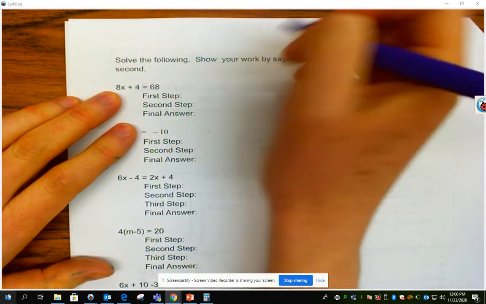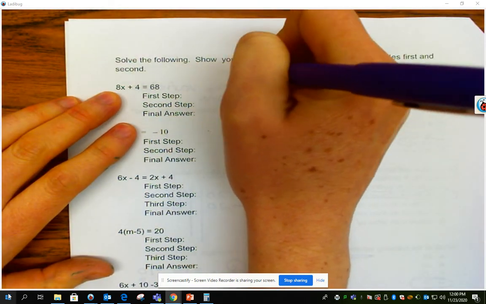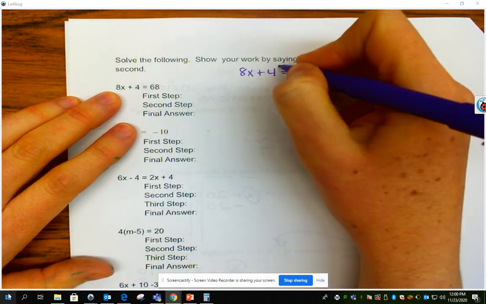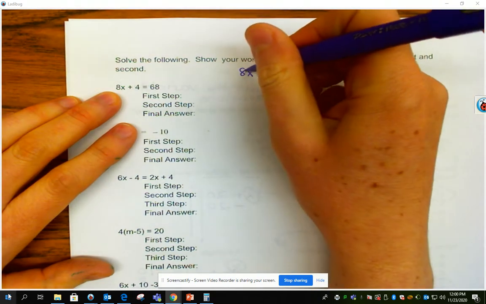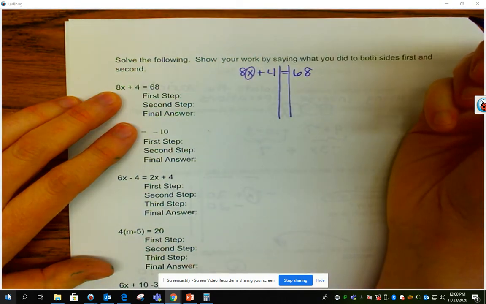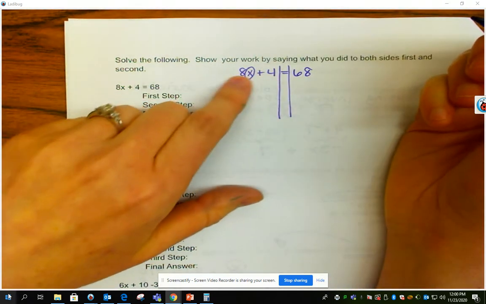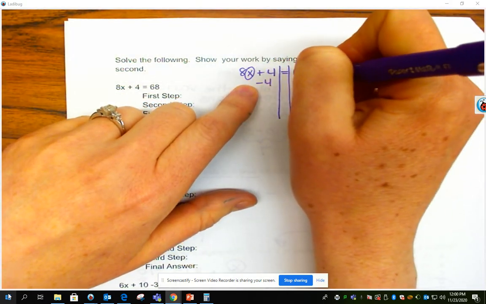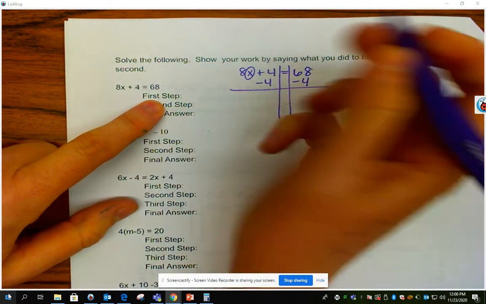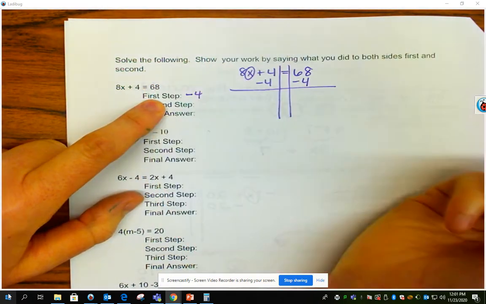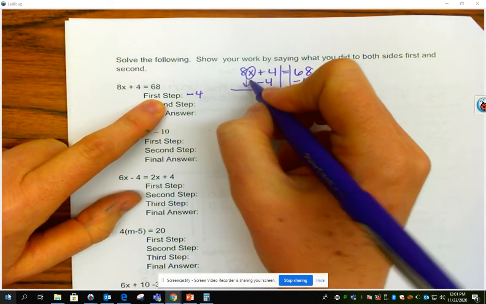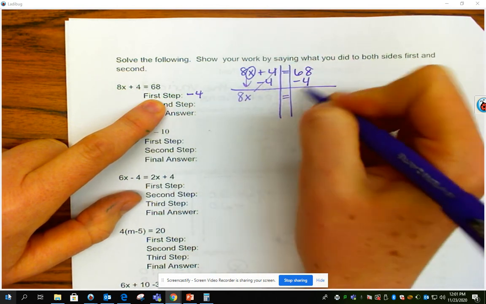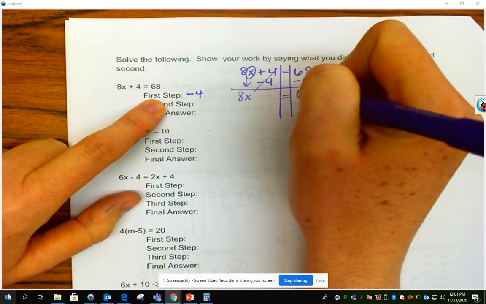So if I write this out, I've got 8x plus 4 equals 68, and I do my dividers, and I circle my variable. The first thing, remember, is to add or subtract one of these numbers away. I can subtract 4. Now that was my first step. So under first step, I'm going to write minus 4. Okay. Then I'm going to bring down 8x. 4 minus 4 cancels. 68 minus 4 is 64.